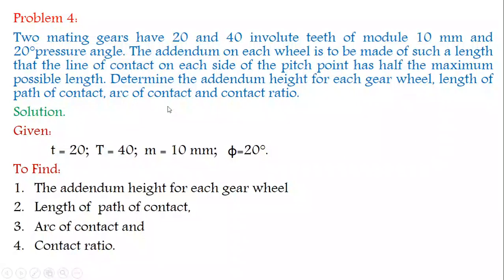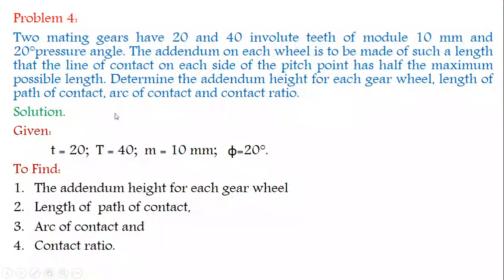Next, determine the addendum height for each gear wheel. The next ones are length of path of contact, arc of contact and contact ratio. These three things are similar to the previous tutorial problem, and we have to find them similarly. The new thing is the addendum height for each gear wheel. You have to find the addendum value. This is new compared to the previous problems.